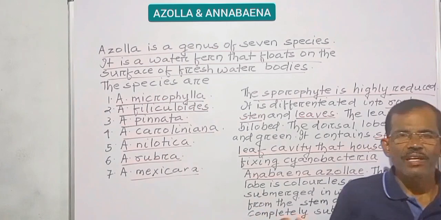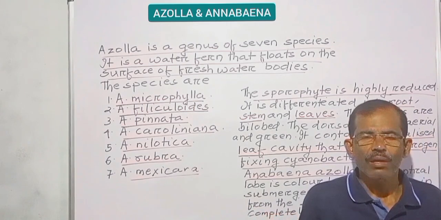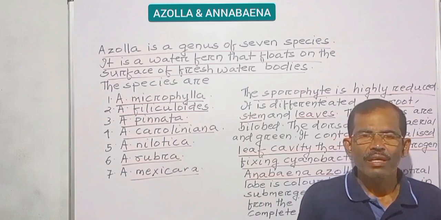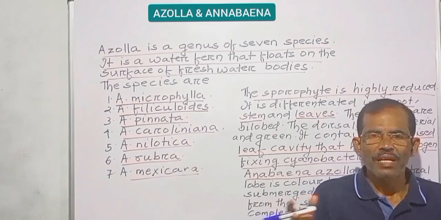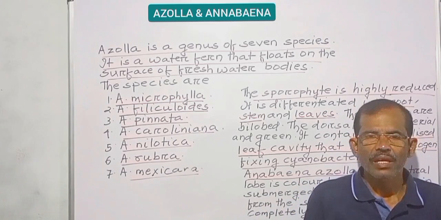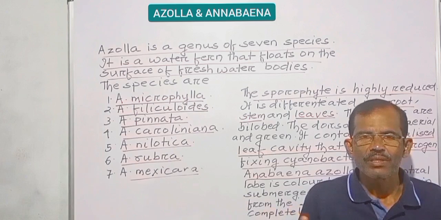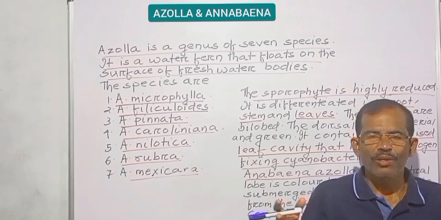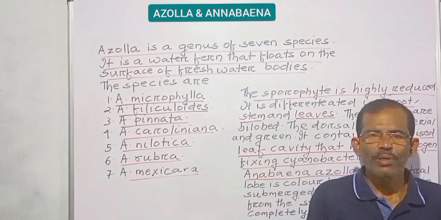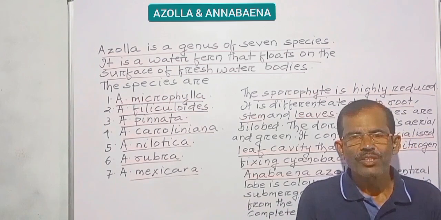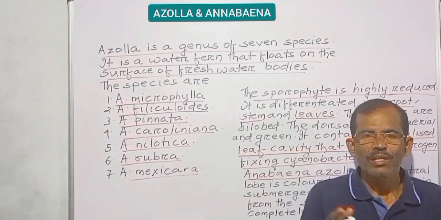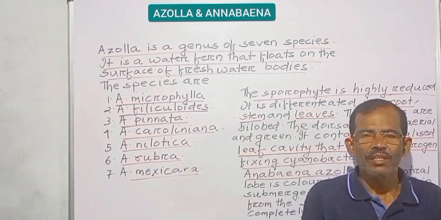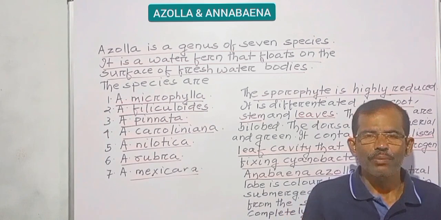As already said, the leaves of Azolla are bilobed, and the dorsal lobes, which are aerial and green, contain a specialized cavity that houses the nitrogen-fixing cyanobacteria Anabaena azollae. Mature cavities are ellipsoidal with the interior surface covered by a mucilaginous layer.